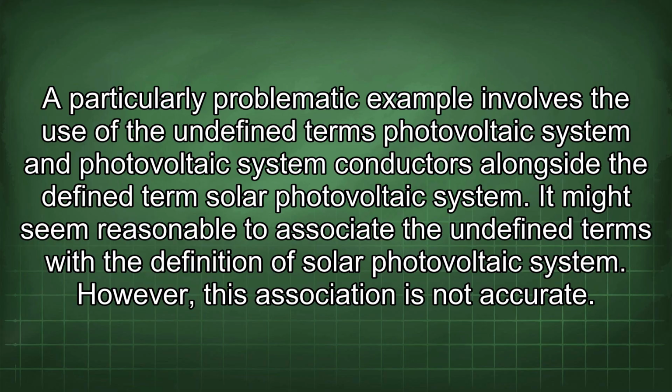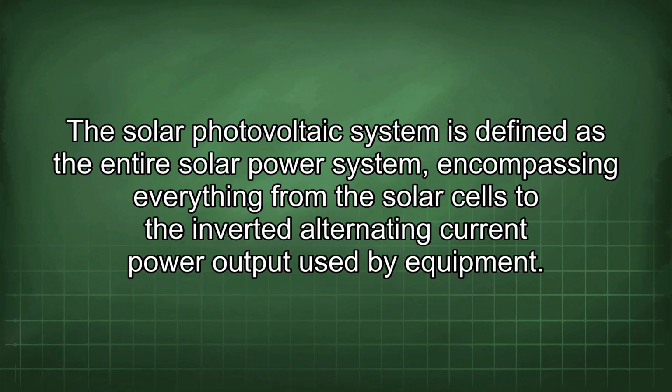A particularly problematic example involves the use of the undefined terms photovoltaic system and photovoltaic system conductors alongside the defined term solar photovoltaic system. It might seem reasonable to associate the undefined terms with the definition of solar photovoltaic system. However, this association is not accurate. The solar photovoltaic system is defined as the entire solar power system, encompassing everything from the solar cells to the inverted alternating current power output used by equipment.